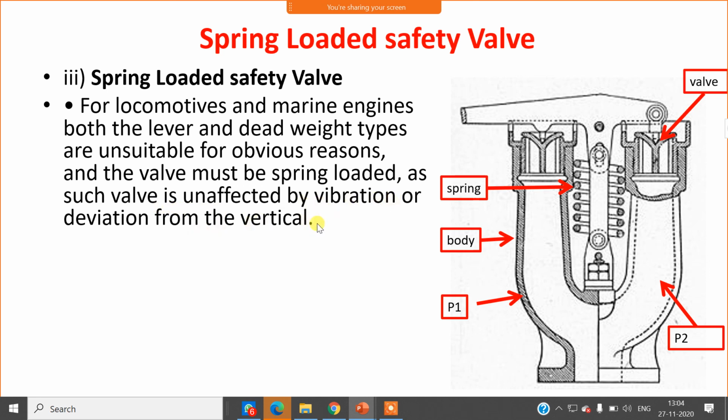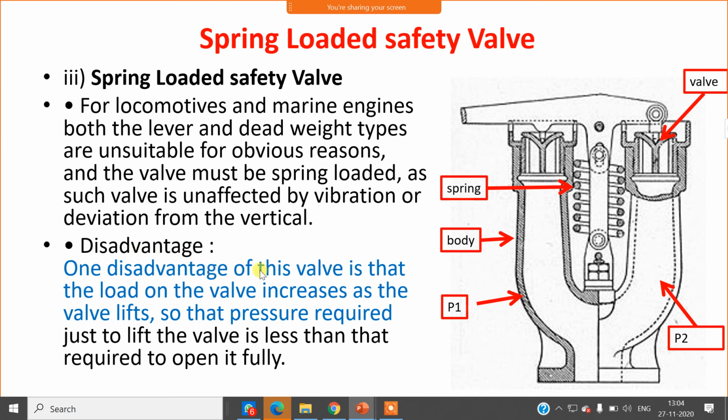Disadvantage of the spring loaded safety valve: one disadvantage of this valve is that the load on the valve increases as the valve lifts. So the pressure required just to lift the valve is less than that required to open it fully. It means the pressure of the steam here should not be very high, just slightly higher than the working pressure, so that this valve can be lifted slightly.